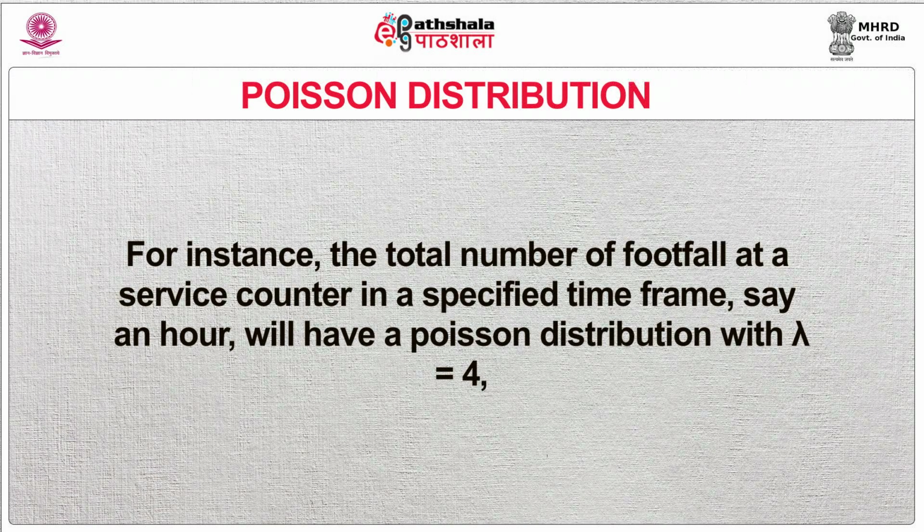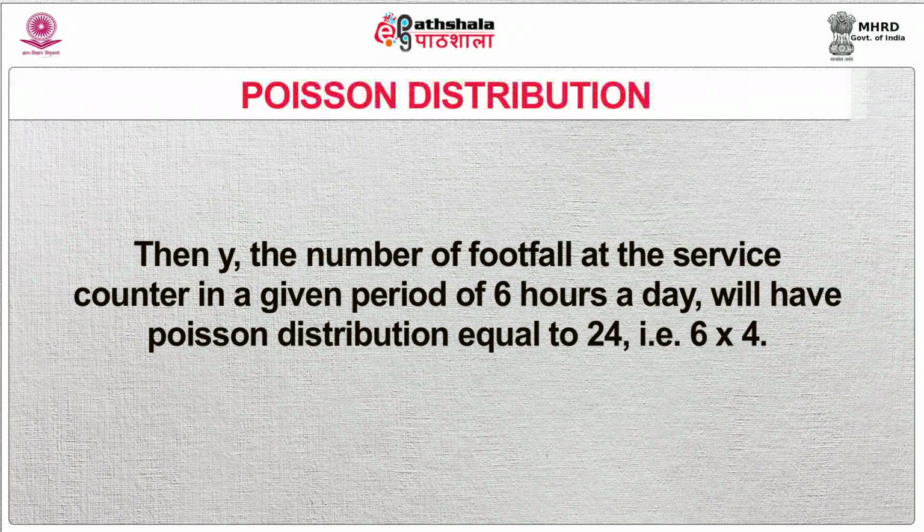Now, some of the parameters and important measures of the Poisson distribution. The Poisson distribution depends on only one parameter, that is, the average number of occurrences in every specified interval. The probability of having exactly x occurrences can be found with the help of the Poisson probability function. For instance, the total number of footfalls at a service counter in a specified time frame, say an hour, will have a Poisson distribution with lambda equal to 4. Then the number of footfalls at the service counter in a period of 6 hours will have a Poisson distribution with lambda equal to 24, that is 6 multiplied by 4.